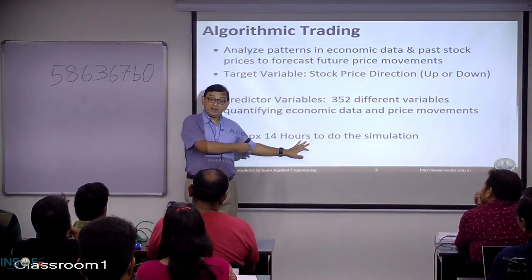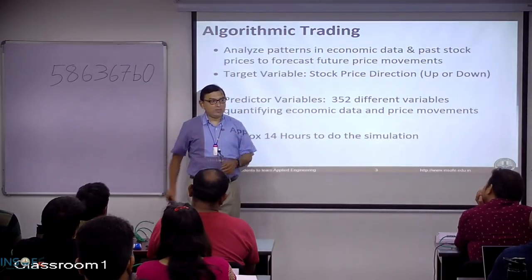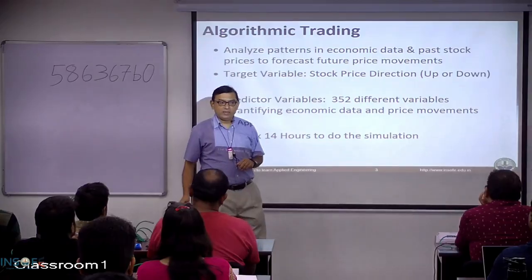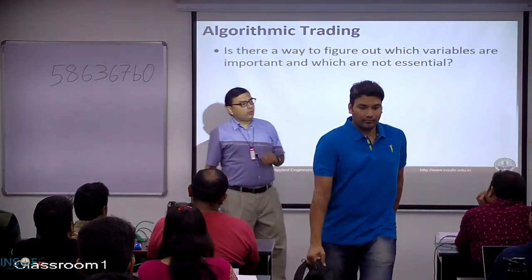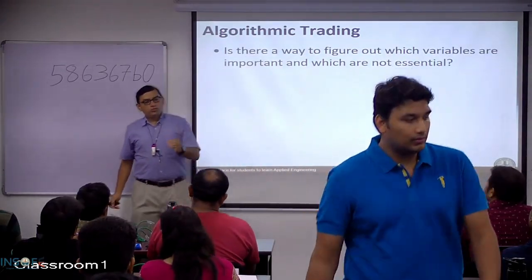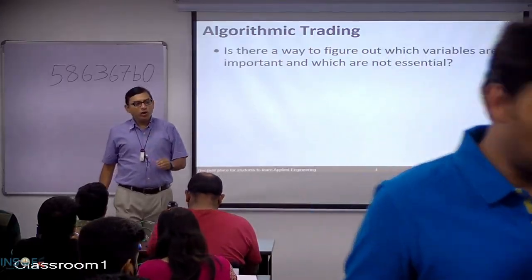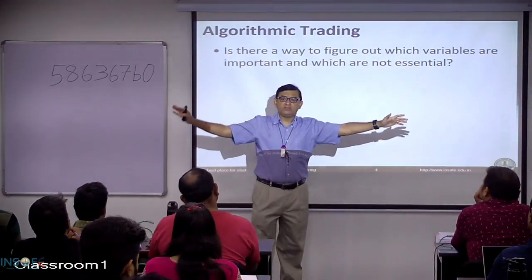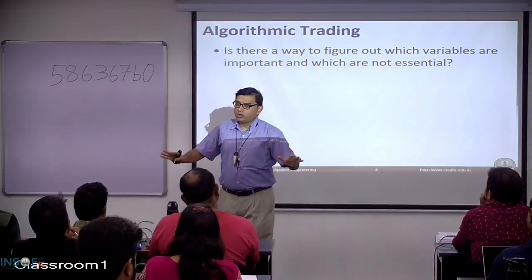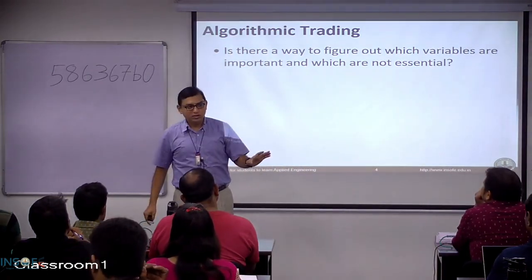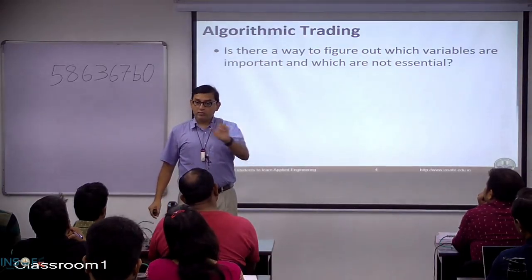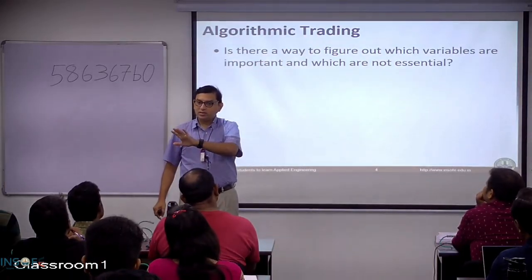If I wait until the end of the Indian market, a day gets over. So there is no way I can actually do this trading, right? So the question that was before me is, is there a way to figure out which of these 352 variables are important and which one of them are not important?